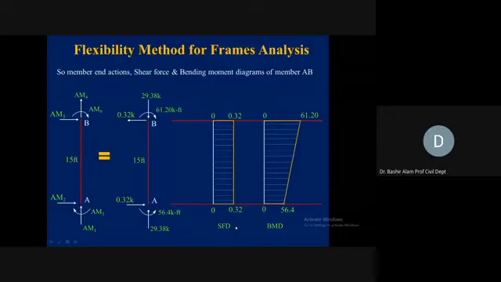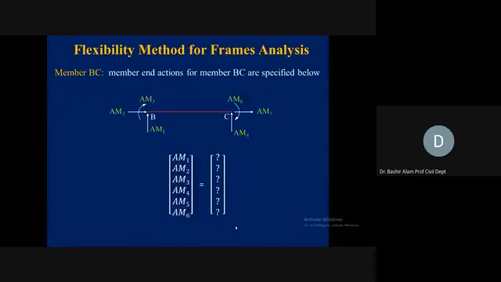Okay, now we go to member BC and we will be repeating the same procedure. So this is member BC now, again, upward, rightward, clockwise, upward, rightward, and clockwise. These are the member actions. At each end, we have 3 unknowns. So these are now my positive directions and these are the labels. So 6 member end forces are unknown.